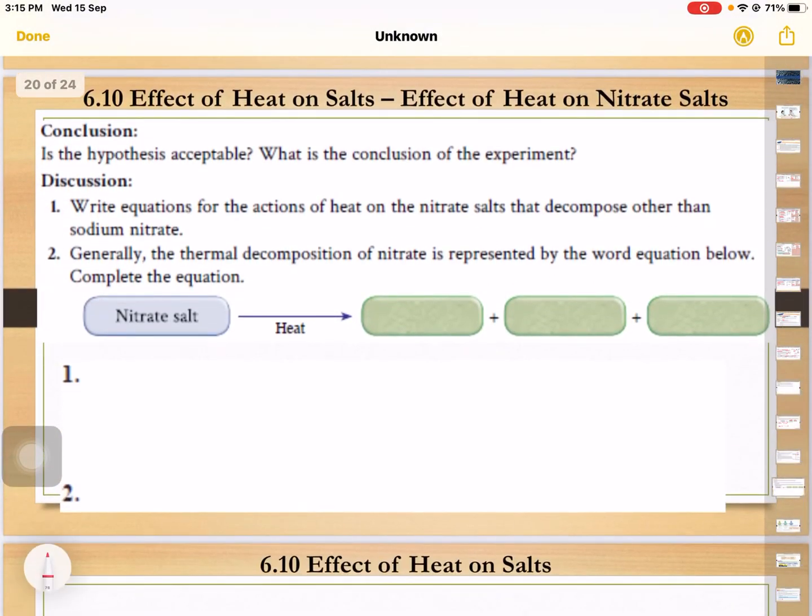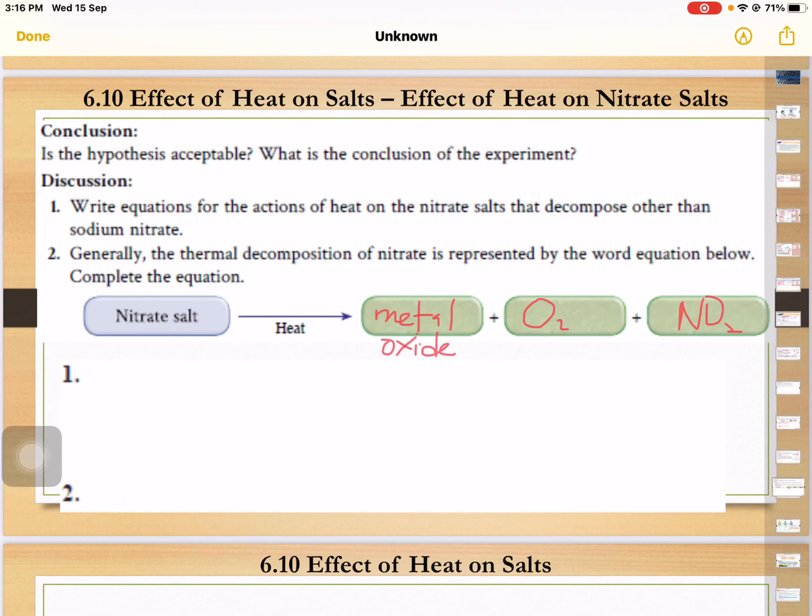Okay. So, apabila kita panaskan nitrate salt, kita akan dapat 3 produk. Produk yang pertama adalah metal oxide juga, sama macam panaskan carbonate salt. Yang kedua adalah oxygen gas. Dan yang ketiga adalah nitrogen dioxide gas. So, kita menggunakan moist blue litmus paper sebenarnya untuk test the presence of nitrogen dioxide gas.